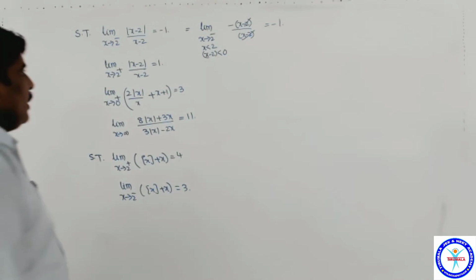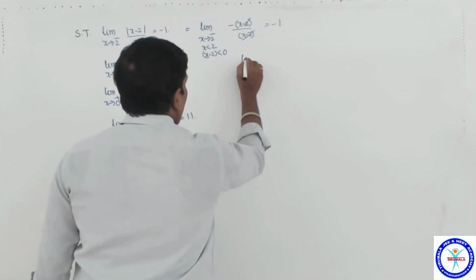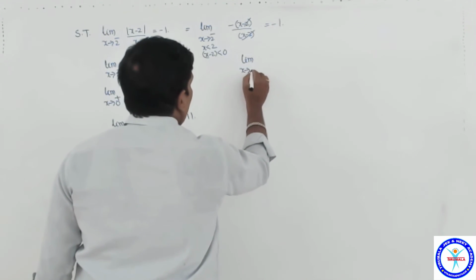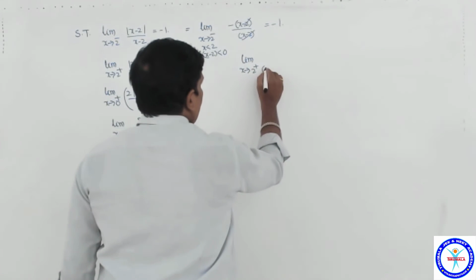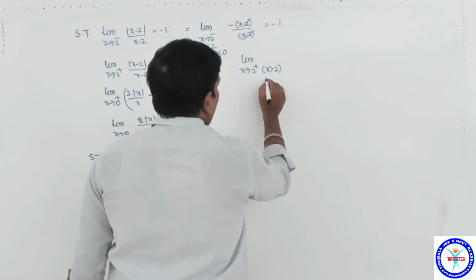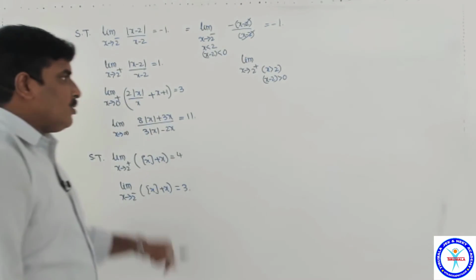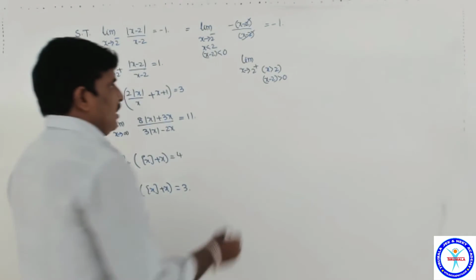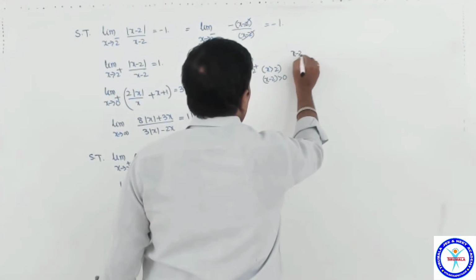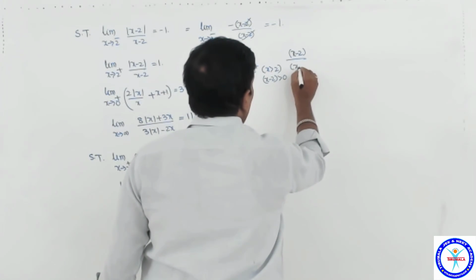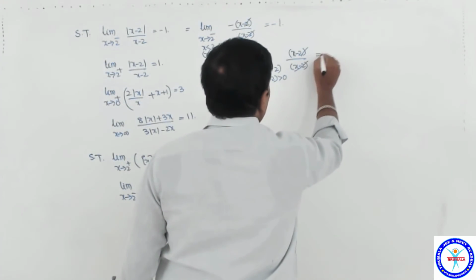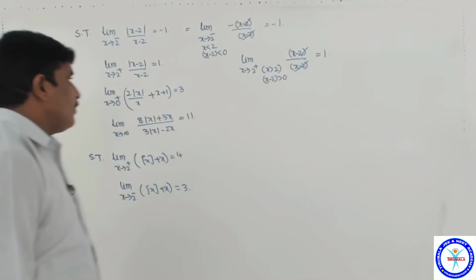Limit x tends to 2 plus. So, limit x tends to 2 plus means x greater than 2. X greater than 2 means x minus 2 is greater than 0. When x minus 2 is greater than 0, mod x minus 2 is x minus 2. That's why x minus 2 by x minus 2. Cancel these two values, we get 1 constant limit.